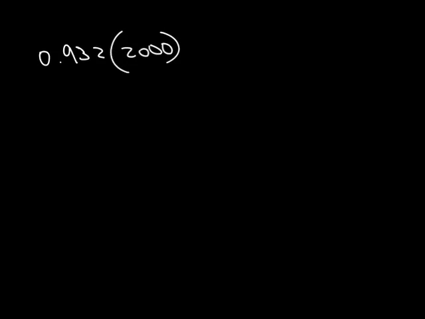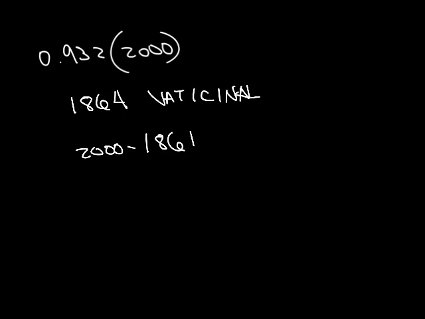So when we do that, we get 1864 that were vaticinal. So they want to know how many were not vaticinal. So we take our 2,000, which is the total number of utterances, minus the 1864, and we get 136 that were not prophetic. And we're done there.